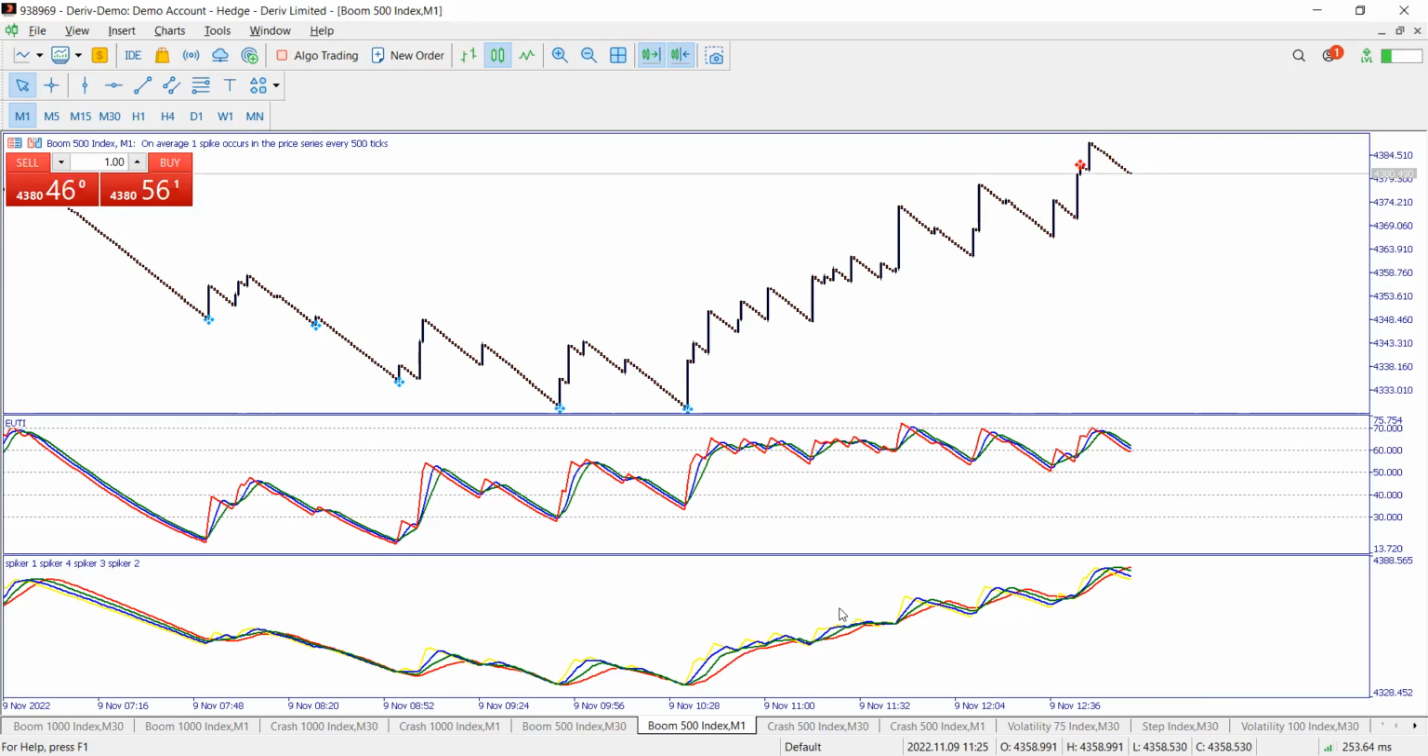Right. So on this trend, you work with the color, not the size of the bar.